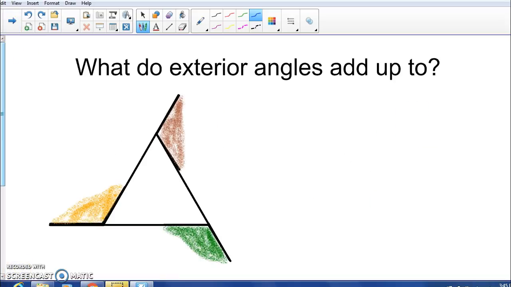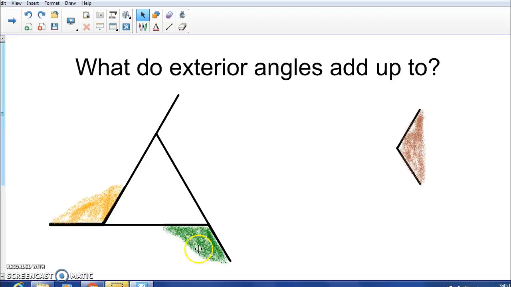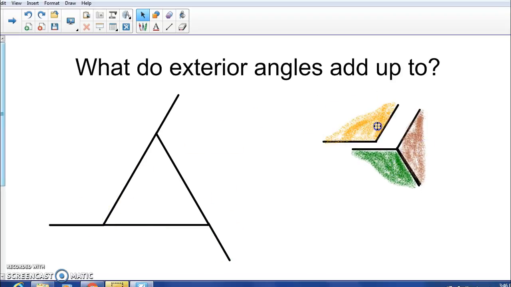Now let's talk about exterior angles again. How many degrees did they add up to? You might not know this yet. I did the same thing as my interior angles. I'm going to pull them away. There's 1, 2, and 3. Notice how it goes around completely in a circle? And remember, a full circle is 360 degrees. So when we add up those exterior angles, it should add up to 360 degrees.